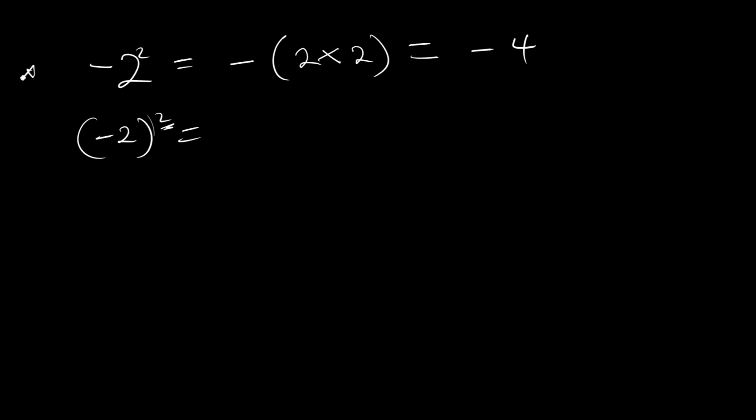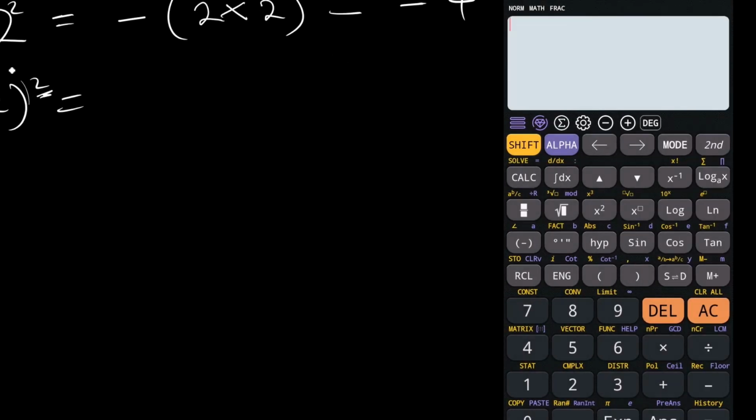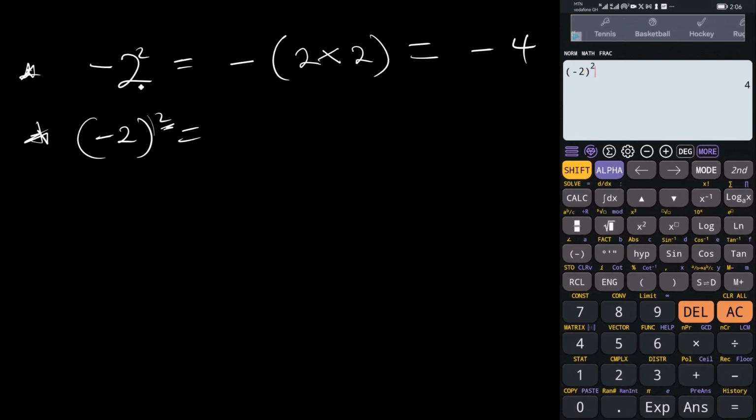So the difference between the first one and the second one is that with the first one, we target only the 2 where the negative is outside, but with the second one, we have to square everything. Now, be very careful with the calculator. If you're asked to square a number, make sure you do it well, because if you fail to bring that bracket, it will give you the first one. So know where to put the bracket there.